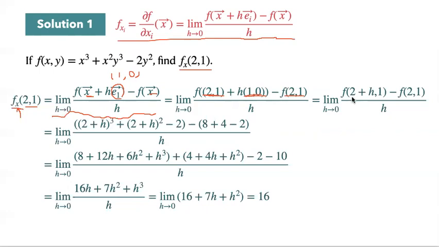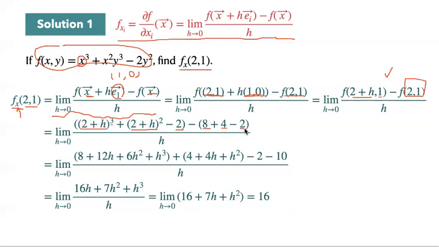So I want to compute these things here. First of all, it is (2 plus h, 1). Since we know f(x, y) is given, we can compute the numerator, right? So I just put x equal to 2 plus h and y equal to 1. Then (2 plus h) cubed plus (2 plus h) squared minus 2, right? And if we put x equal to 2 and y equal to 1 here, then we get 8 plus 4 minus 2.